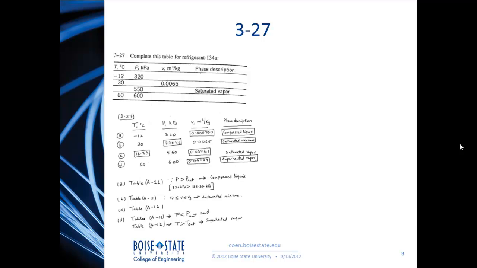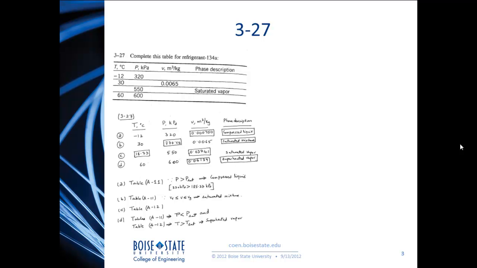Then in part B, which is the second row, we are given a temperature and a specific volume. First, let's try to identify the phase. We see that for this temperature from table A-11, the specific volume is between the liquid specific volume and also the gaseous specific volume, which would mean that it is a saturated mixture. So if you were to go to the saturated table for the corresponding temperature, you can pick the corresponding pressure in kilopascals.